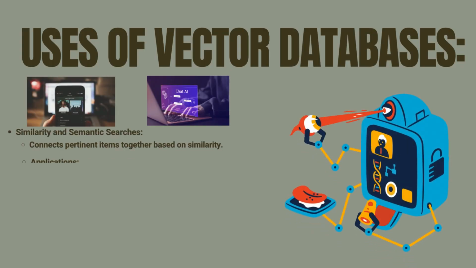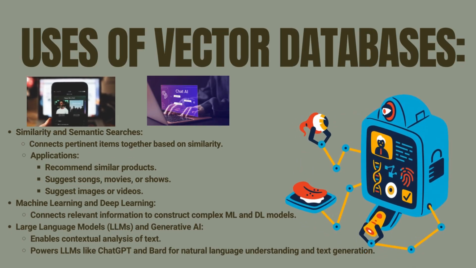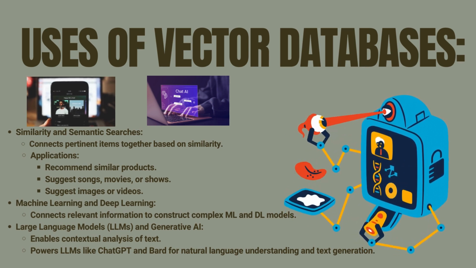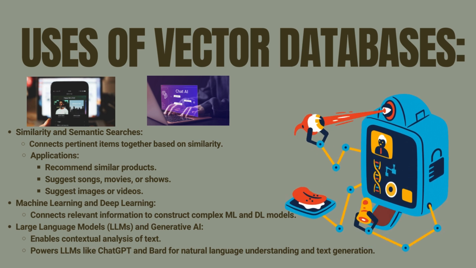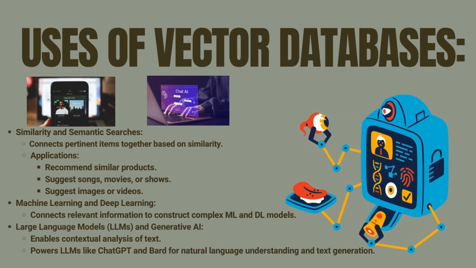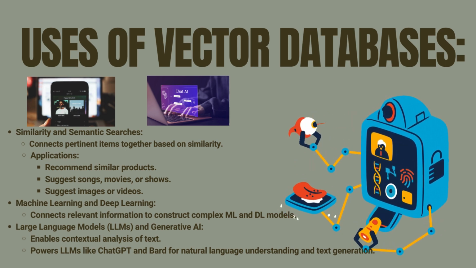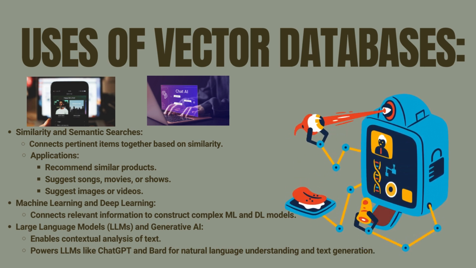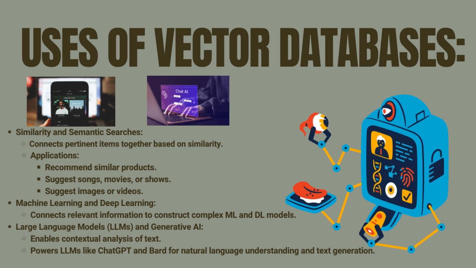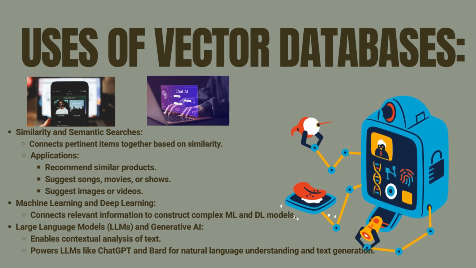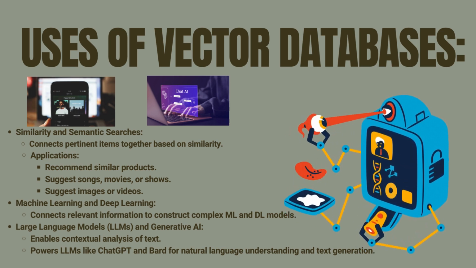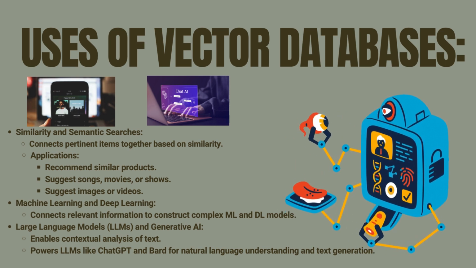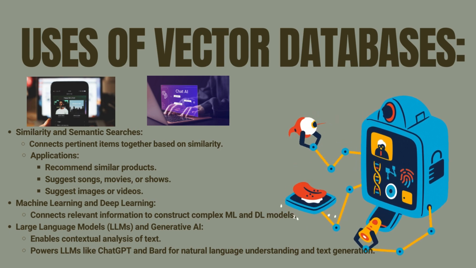So what are the uses of vector databases? Well, it's really good at figuring out similarities. So in applications, it can recommend similar products, suggest songs, movies, or shows, or suggest images and videos. In machine learning and deep learning, it connects relevant information to construct complex machine learning and deep learning models. Another use could be for large language models. It enables contextual analysis of text, and it powers large language models like ChatGPT and Bard for natural language understanding and text generation.